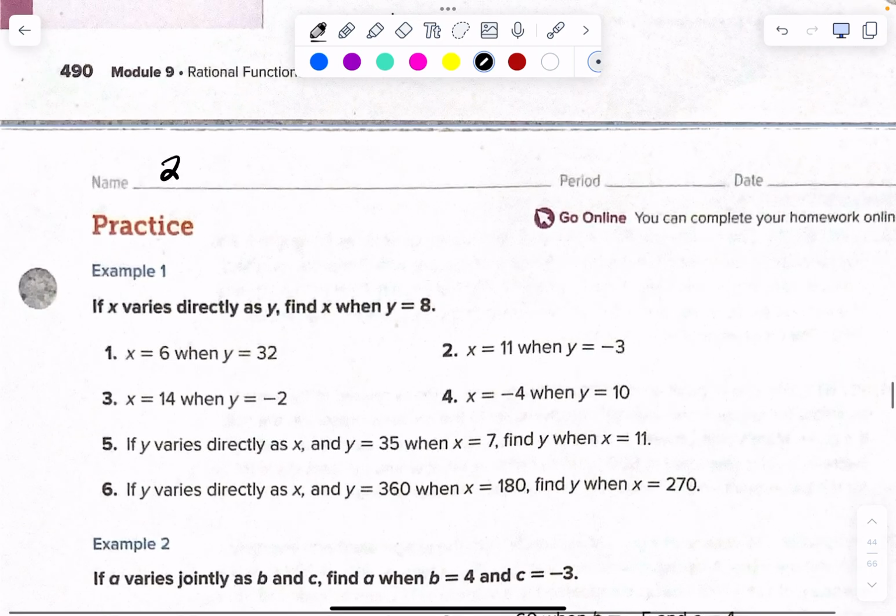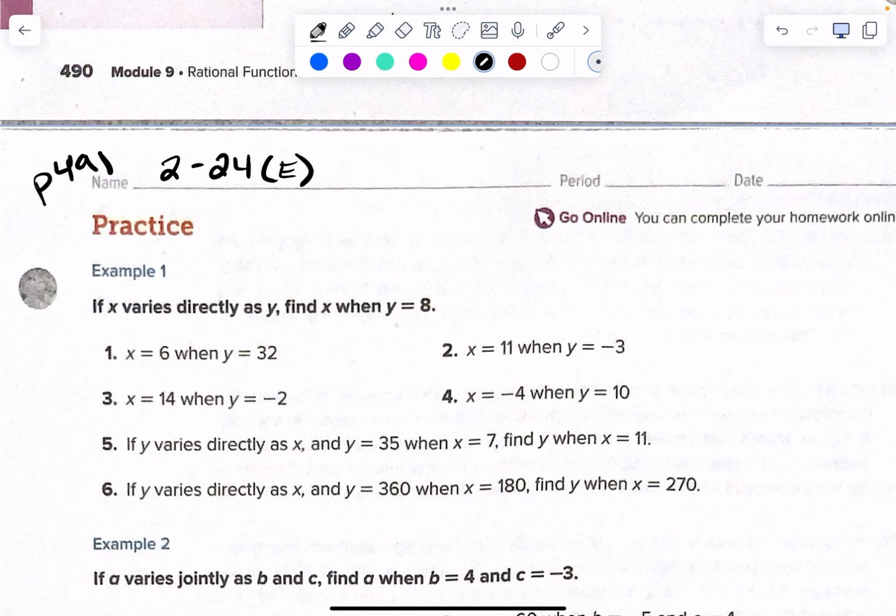2 through 24 evens. That's only 12 problems. Page 491. 2 through 24 evens.